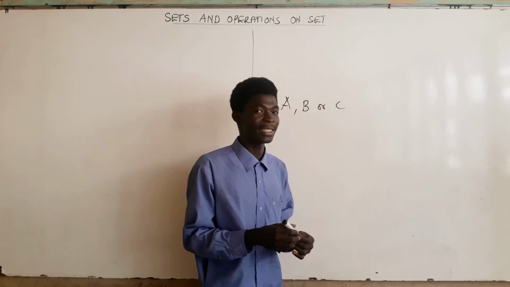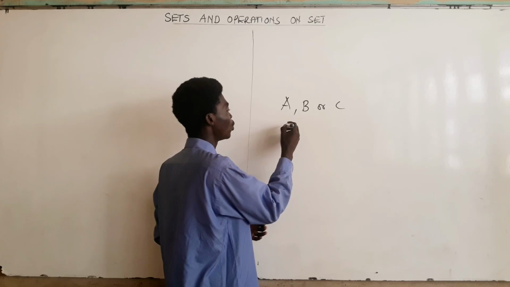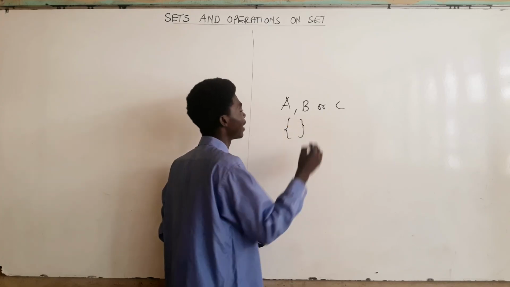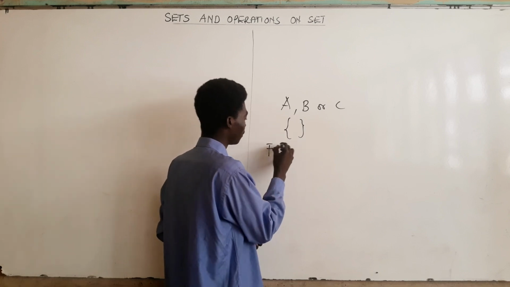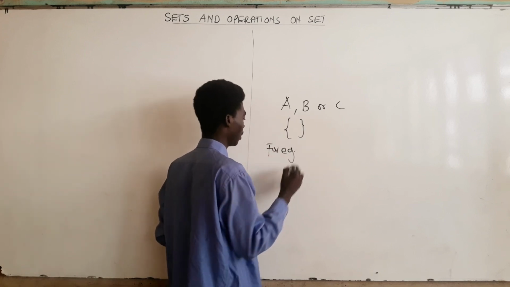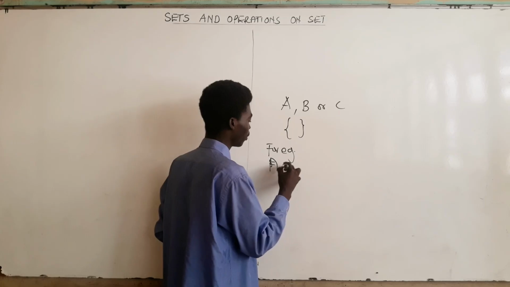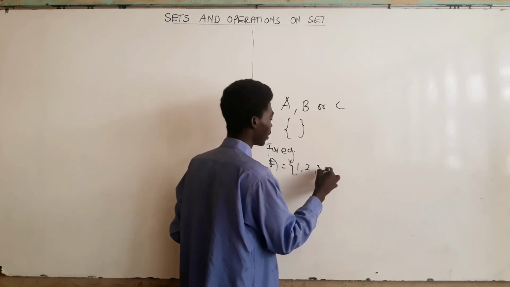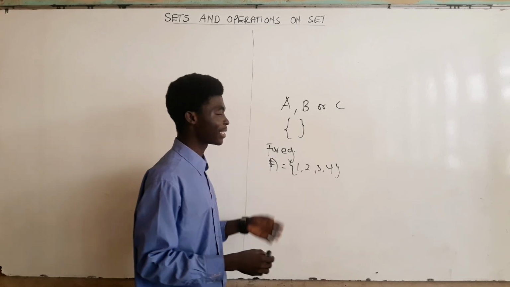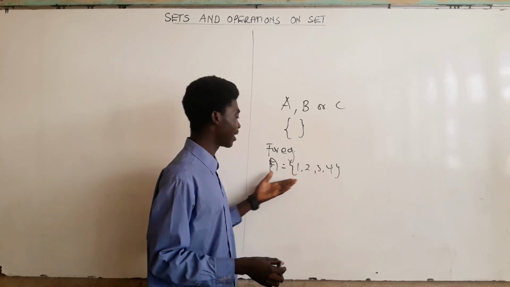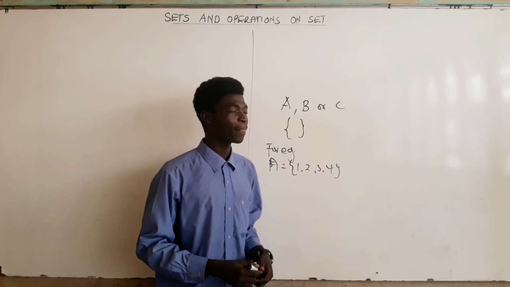Depending on the set given, its elements are enclosed in curly brackets. So this is a curly bracket. For example, set A contains 1, 2, 3, and 4. So 1, 2, 3, and 4 are the elements of set A. These are the elements, and this is the set A here.